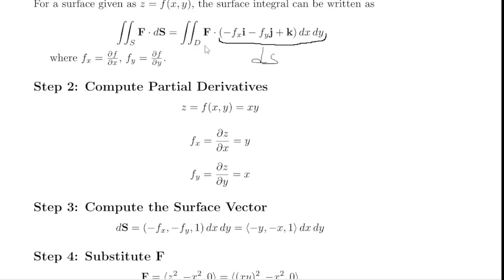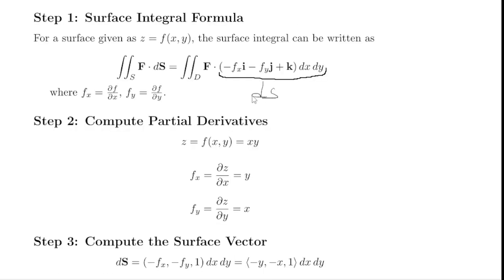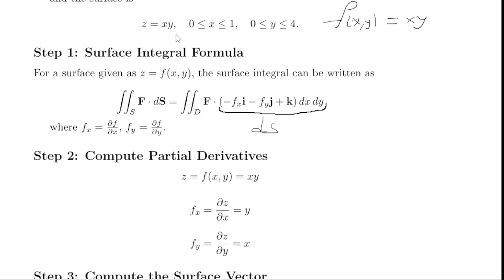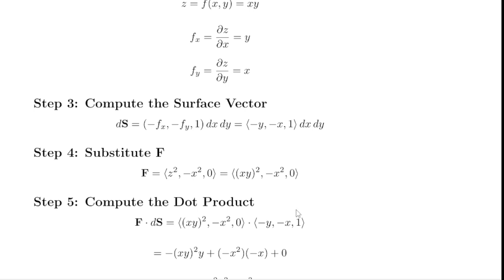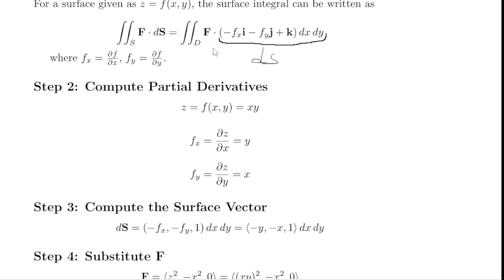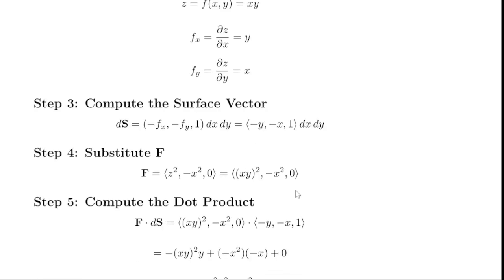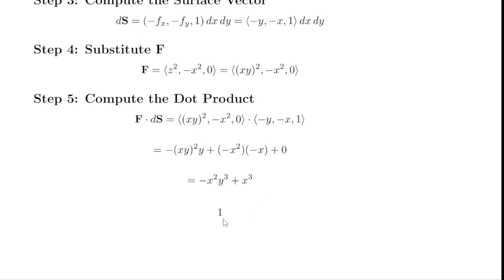So now we can focus on F here. So F, we said, was z squared, negative x squared, and 0. Well, z is xy, so we could just replace z with xy. So we have quantity xy squared, negative x squared, and 0. And now we could do the dot product. So the dot product is going to be whatever's inside the integral. So when we do the dot product, we get negative x squared y cubed plus x cubed.